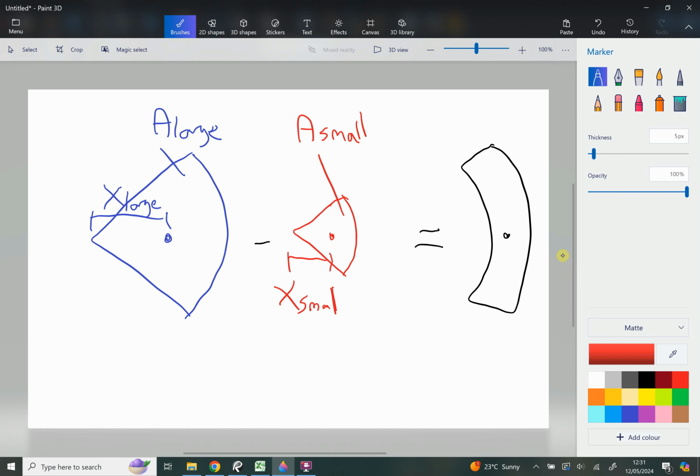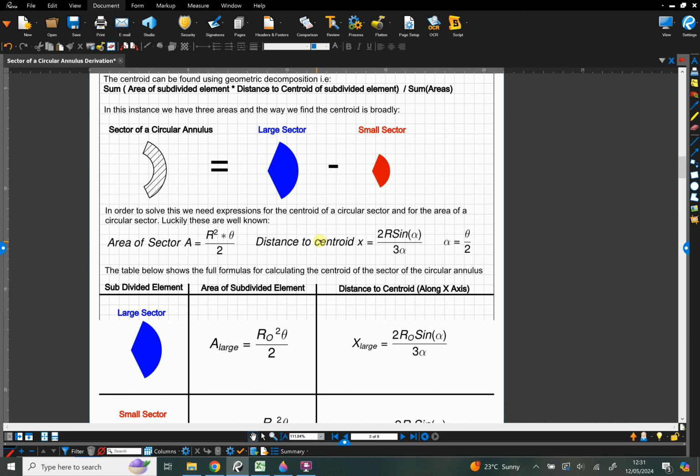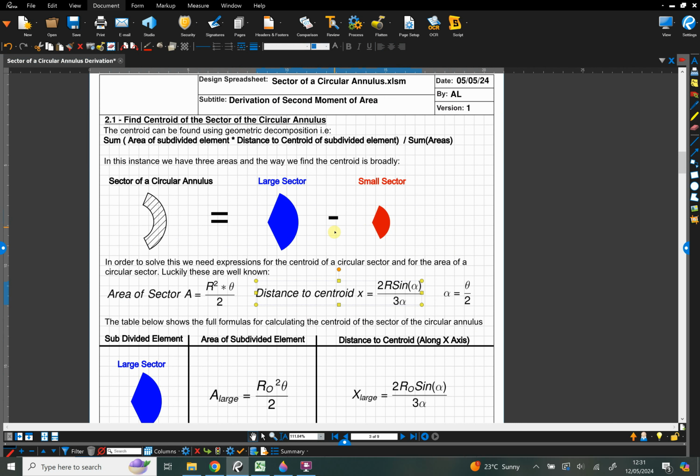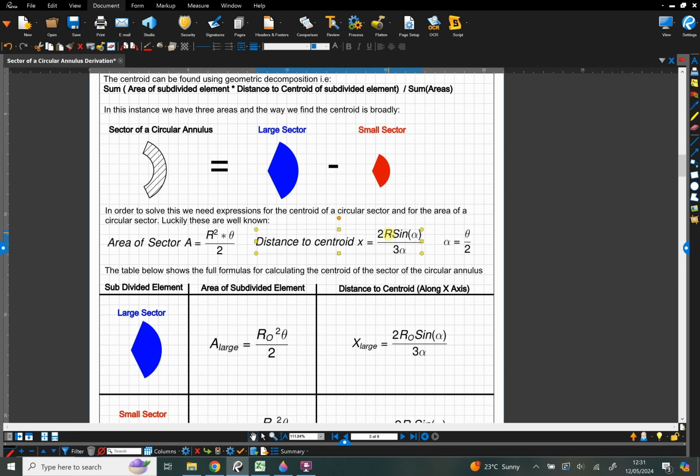Now you may be asking me, how do we know this x large and the x small? Well, I went online and I found a formula, and that formula is this one here: 2r sine alpha over 3 alpha. You'll remember the alpha is just that smaller angle that we mentioned before. The r is just the radius in question. So to find the centroid of the large sector, that r would be the outer radius, and for the centroid of the small sector, that r would be the smaller, inner radius.